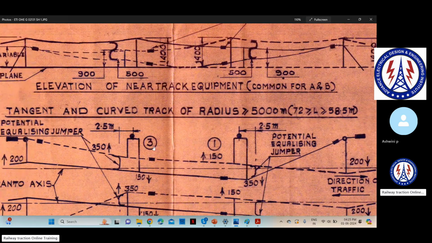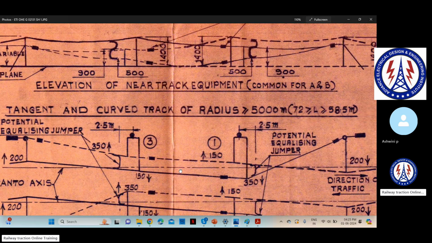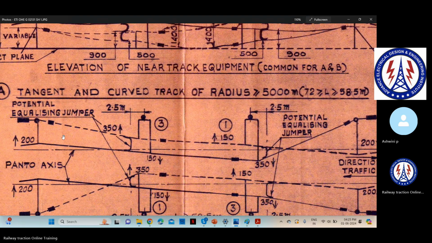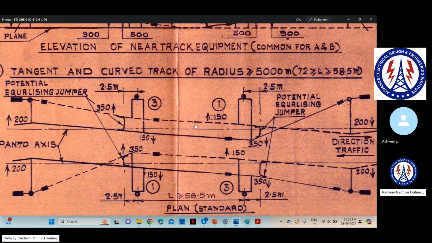Okay, so this is how it looks from the front view, side view, you can say, and this is how it looks from the top view. See at this point and this point, it will be the same. And this is the insulated overlap. So just give a nice look into this.